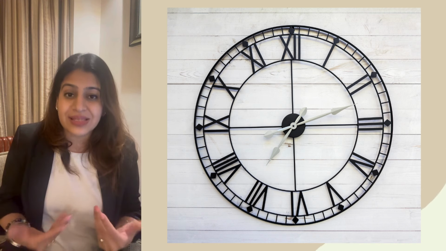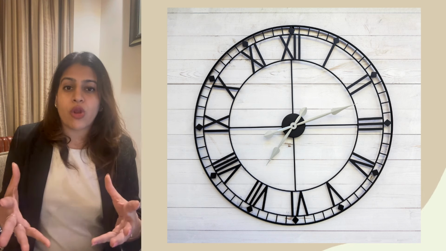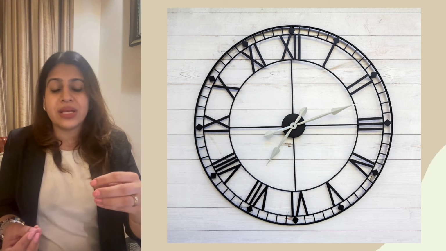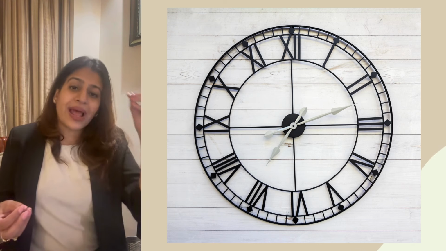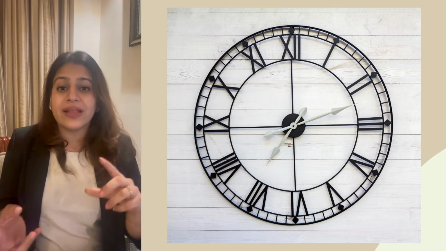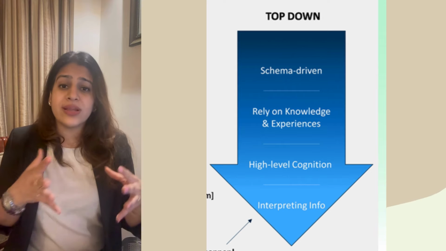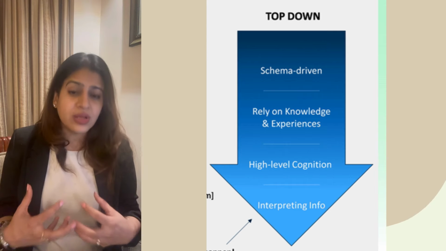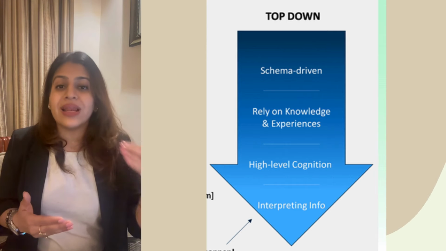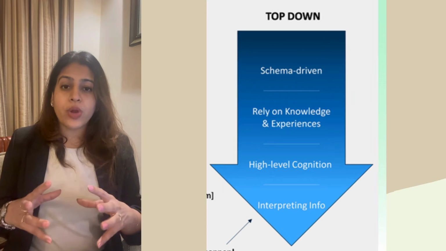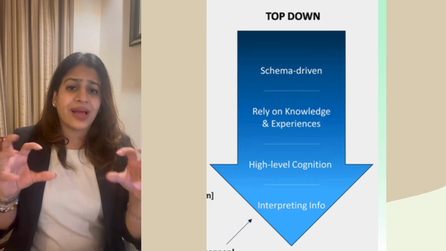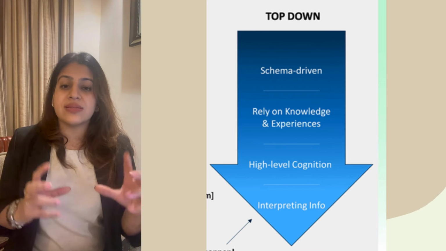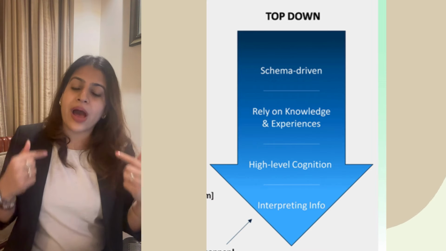For example, if somebody says, draw what a wall clock looks like in Roman numerals, or after showing you this clock, if somebody asks, can you draw the picture of this? You are likely to write IV as 4 rather than IIII. This is called top-down processing. It is all schema driven and not sensory driven, and it is high level cognition. Whatever information is coming in, you interpret not on the basis of your senses, but on the basis of your prior experiences.